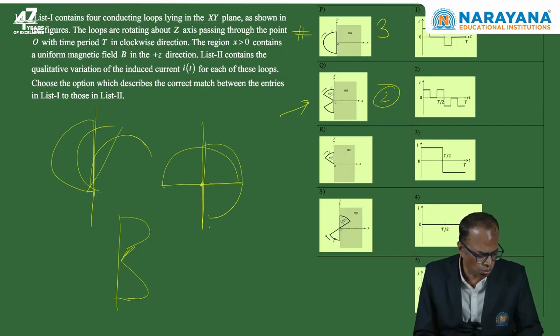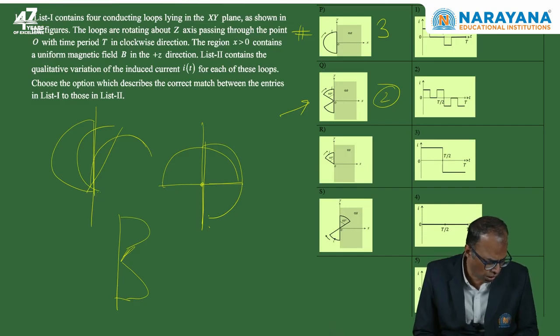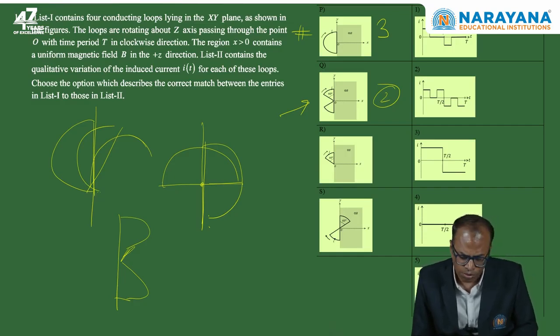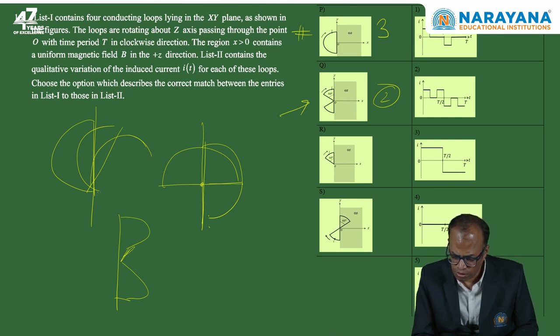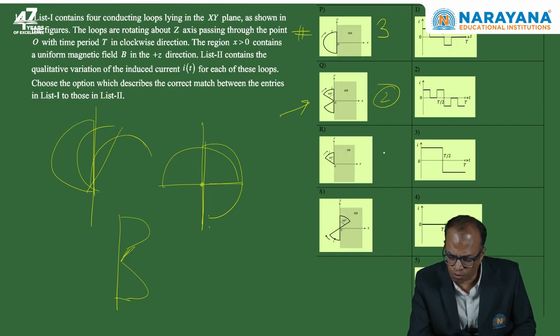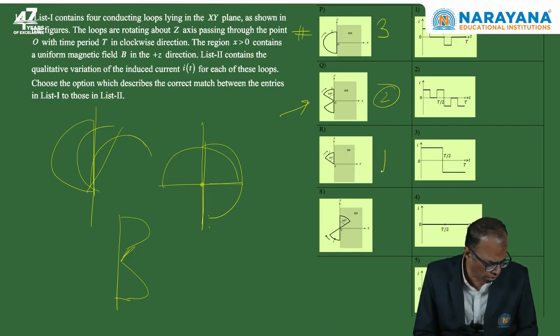So 3 and 2. There are two options like this, so I need to solve further also. Okay, we'll solve it. So R is just a loop of 60 degree. So for 60 degree, it will have increasing flux. For another 120 degree, there will be zero flux, and then there will be decreasing flux. So increasing flux, then for 120 degree, there will be decreasing flux. So which one is that? I think that is option 1. So 3, 2, 1, that gives me the answer.